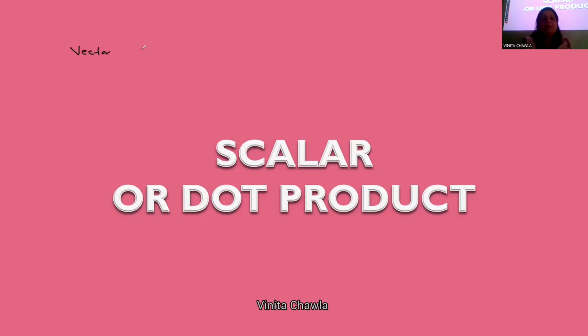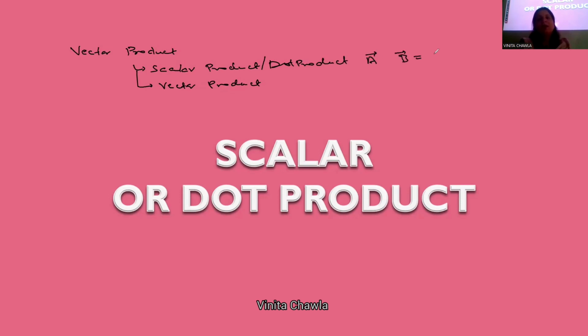Vectors can be multiplied in two different ways. First is scalar product and second is vector product. Scalar product is also called dot product. In scalar product, when we multiply the vectors, we get a scalar quantity. On multiplying, we get a scalar quantity.